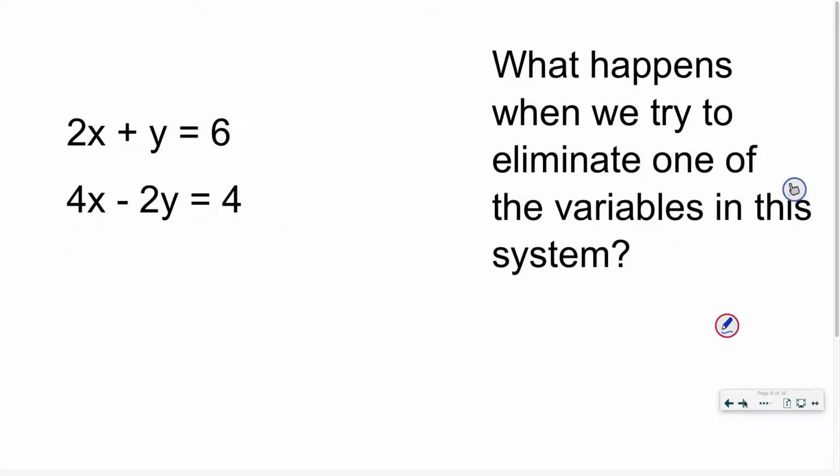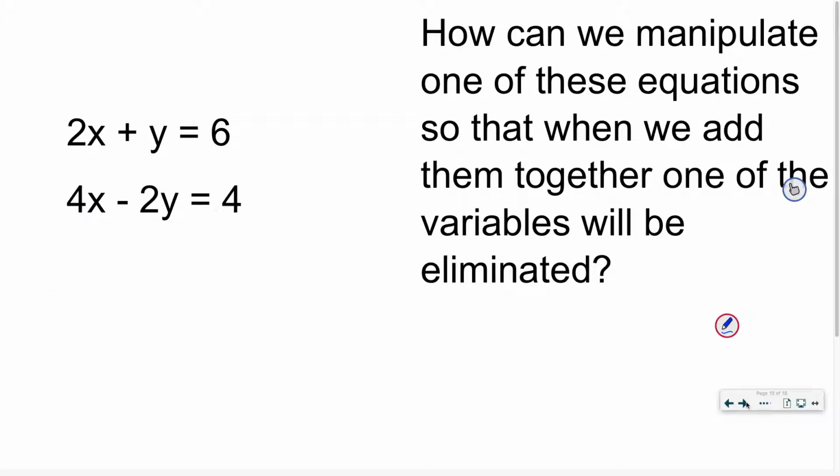Take a look here. What's going to happen when we eliminate? What are we going to get? What's going to happen when we add? We'll get 6x. Good. What else? Negative 1y. And then what else? 10. What's the problem? There's 2 variables. Yeah, I didn't eliminate anything. So we have an issue. I have quite a few values here. I have 2 x's, I have 4 x's, I have positive 1, and I have negative 2.